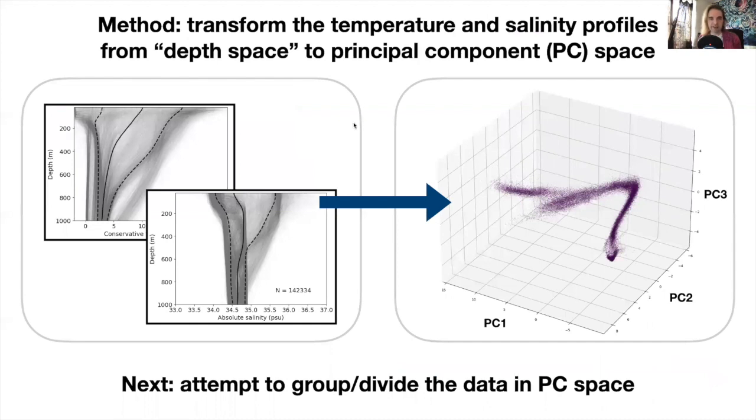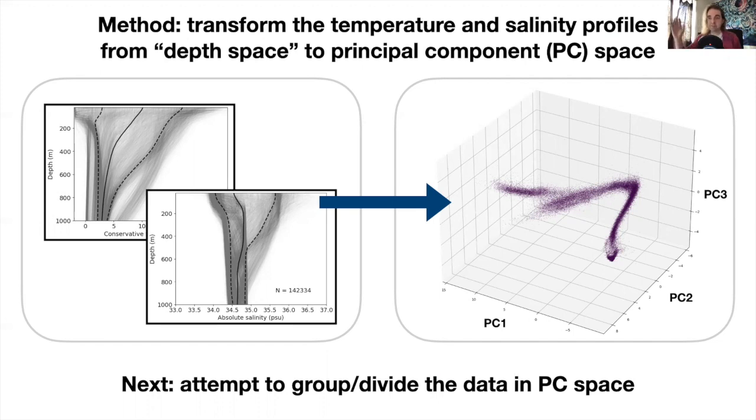How are we going to do that? How do we do this? The method is you transform the temperature and salinity profiles from depth space into principal component space first. Well, before that, let me back up one step. Before that, you scale all of the conservative temperature values, all of the absolute salinity values on each one of the pressure levels, combine that into a single long kind of record, and you transform that into principal component space. That reduces the computational complexity of the problem.